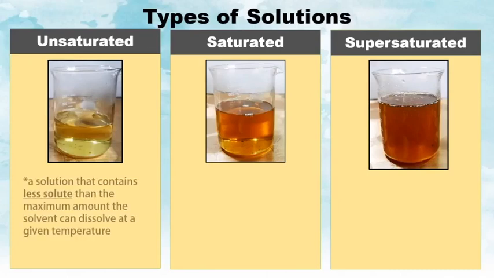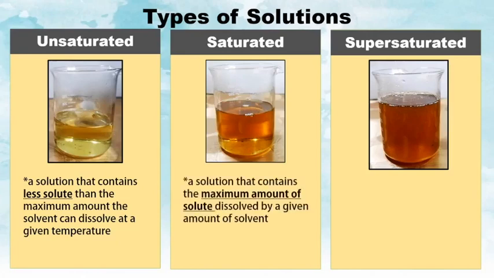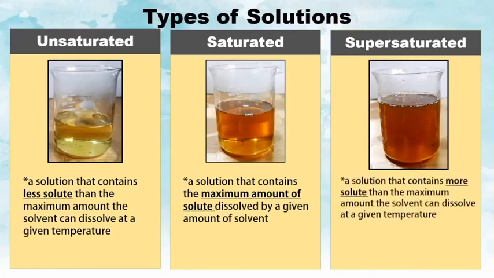Unsaturated solution is a solution that contains less solute than the maximum amount the solvent can dissolve at a given temperature. Saturated solution is a solution that contains the maximum amount of solute dissolved by a given amount of solvent. Supersaturated solution is a solution that contains more solute than the maximum amount the solvent can dissolve at a given temperature. The color of unsaturated solution is lighter than saturated and supersaturated solutions.